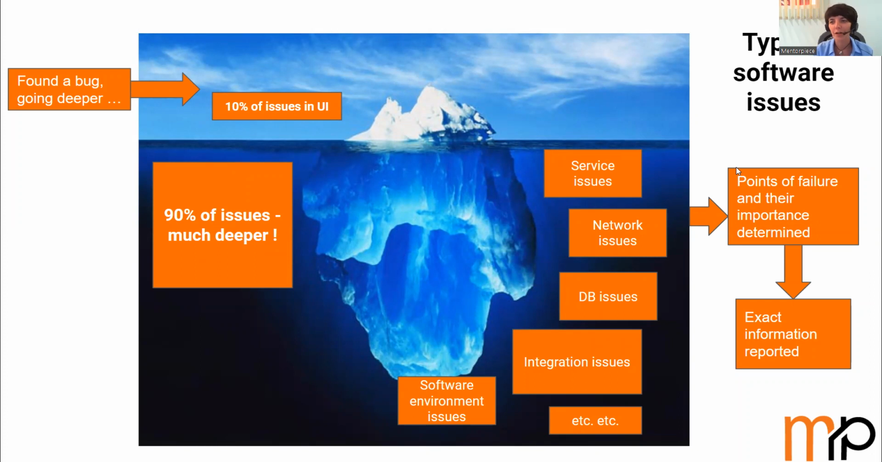Your mission is to understand, even if you pressed some button and even if you see something on the user interface that you don't like, where exactly is the root cause of this strange message, for example, where to find the broken part. Is it services or is it network? Is it database? Is it integration? And it can be absolutely everything, even if you see the result on the user interface.